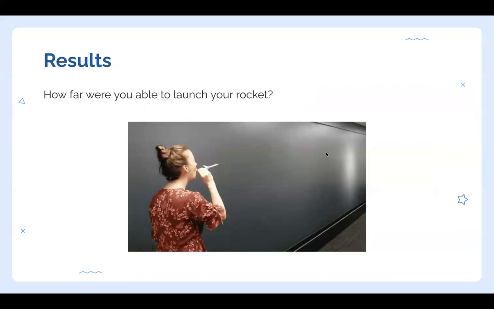Okay, so once you're done putting your rocket together and playing with it a couple of times, go and blow as hard as you can and figure out how far you're able to launch your rocket and report back.